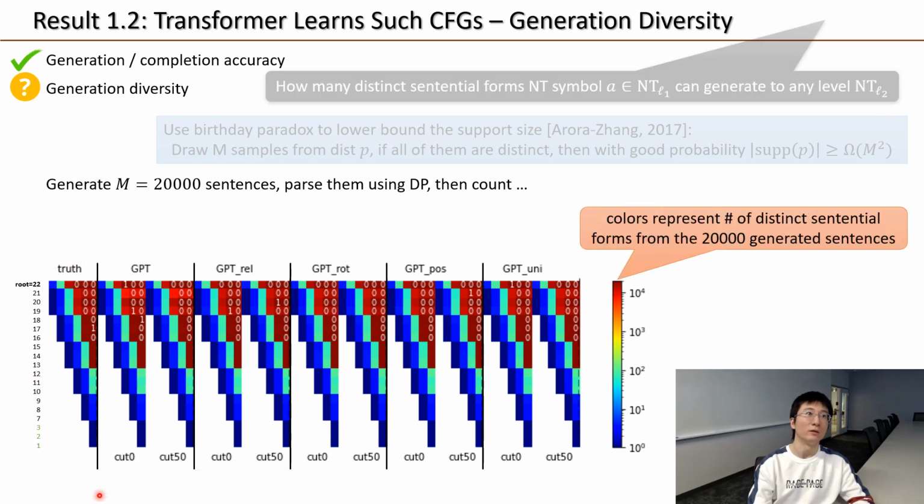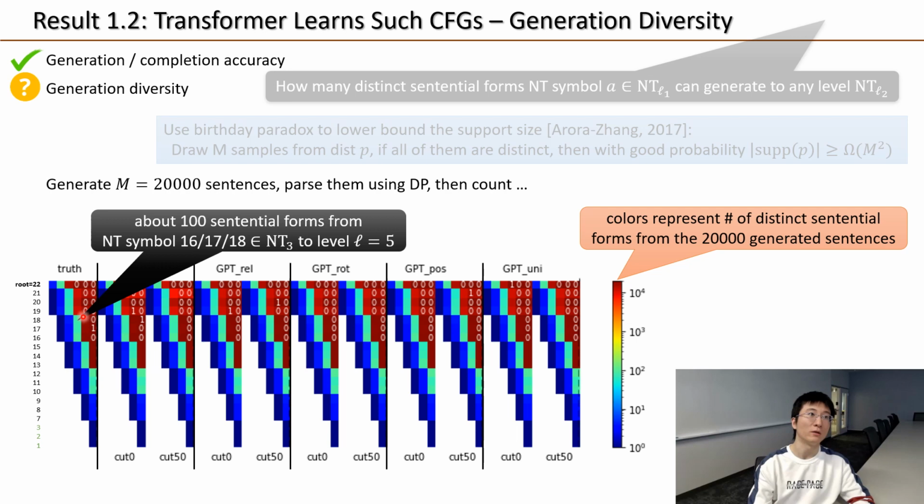Okay, and for instance, the cells here, those blue or cyan blue areas, actually represent that. For instance, in the ground truth, that is the correct CFG distribution, if I start from NT symbols like 16, 17, and 18, which are on level 3, and I generate to level 5, this column means level 5, then I have about 100 sentential forms, because the color is about here, that I can generate.